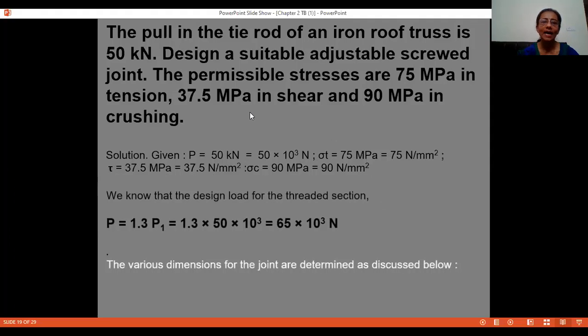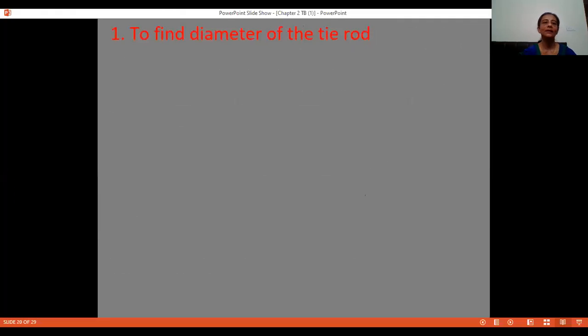As we can see, an adjustable screwed joint or a turnbuckle has threaded members which are more subjected to failure because of stress concentration. So we need to make our design safe, and that is why we will be taking 30% extra load. So design load will be 1.3 times the given load. So it comes 65 into 10 raised to 3 Newton. And we will be able to find out various dimensions as follows.